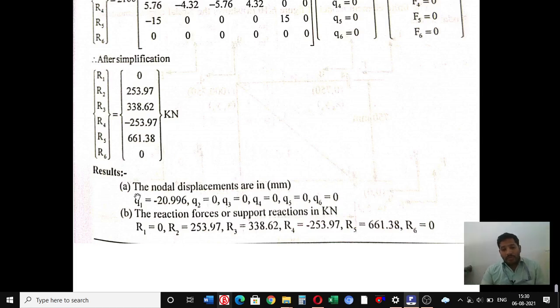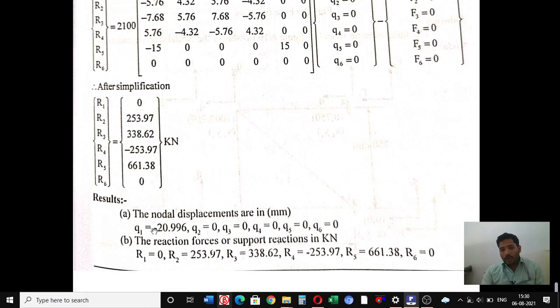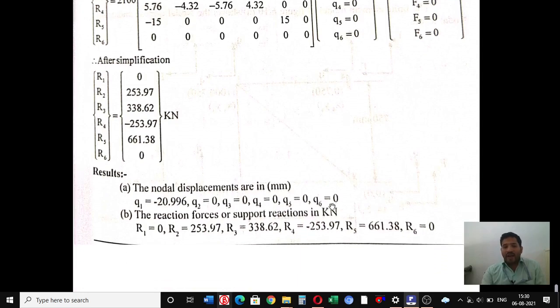The nodal displacements we can consider as Q1, the value we already got as minus 20.996. Q2 value we got as 0, Q3 0, Q4 also 0, Q5 also 0, Q6 also 0. After that we need to find the value of the normal reaction. The normal reaction we got is R1 value 0, R2 value 253.97, R3 value 338.62, R4 value minus 253.97, R5 value 661.38, R6 value 0.